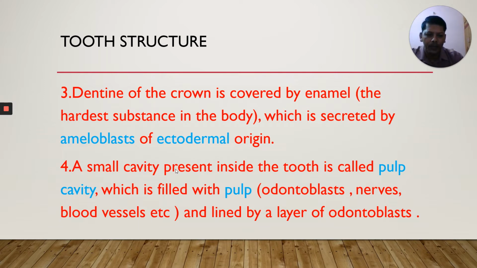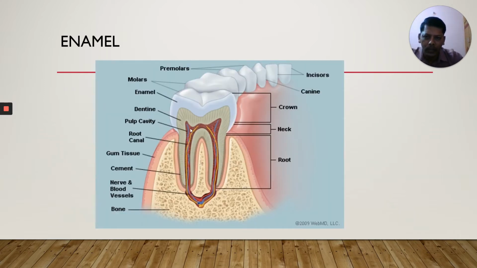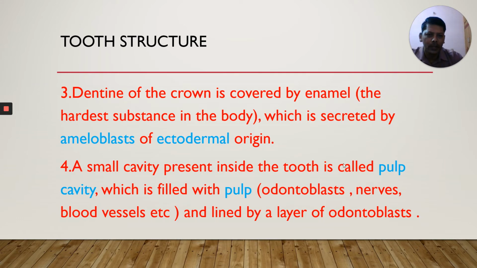A small cavity is present inside the tooth. What do we call this? This is the pulp cavity. The small cavity inside the tooth is called the pulp cavity, which is filled with pulp. You know the mango fruit has some pulp. Our tooth also has pulp, which has odontoblasts, nerves, and blood vessels. This pulp cavity is lined by a layer of odontoblasts, which form the dentin.